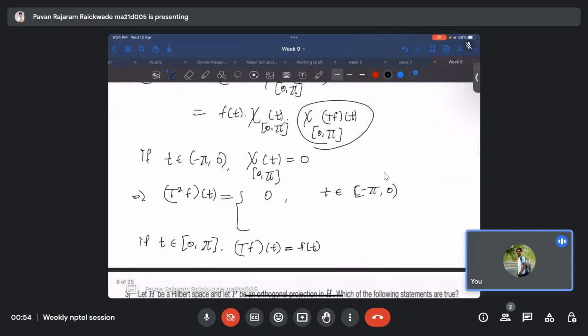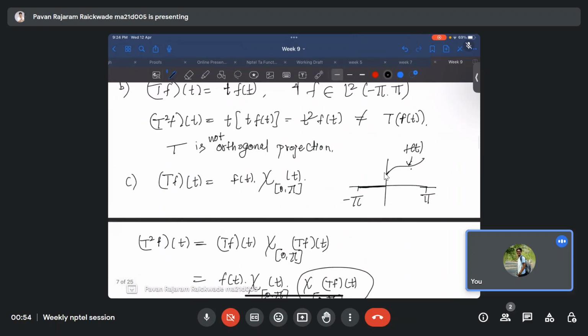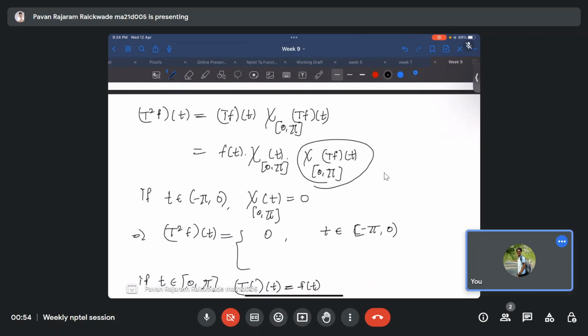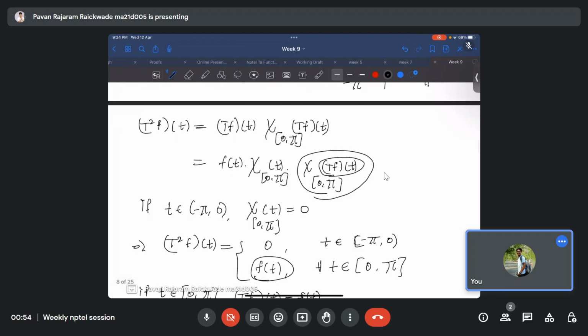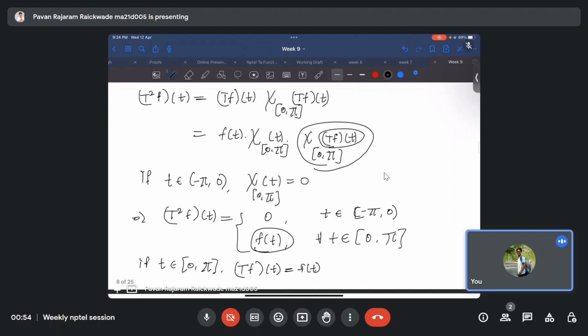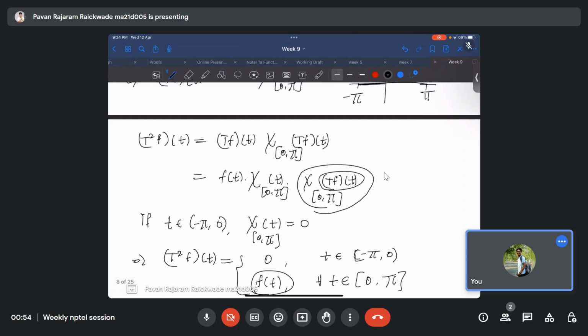So I think there is some problem. My initial guess is that it need not be a projection, because in order to get T square equal to T, we need here ft for all t belongs to 0 to pi. For that, we should know the image of f in this interval is again in 0 to pi. Then only it's valid, right? Otherwise it will give us 0, because the image is not in that interval. But for TF, it doesn't matter where the image is, we'll get the image.